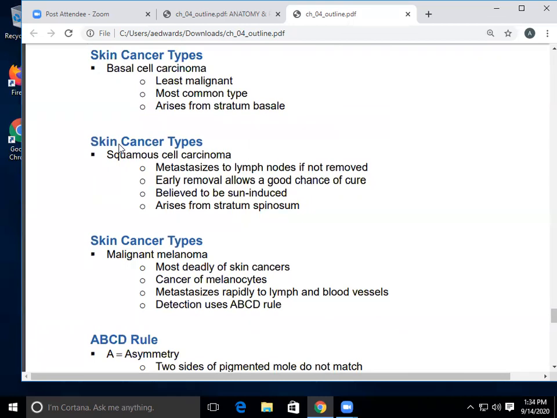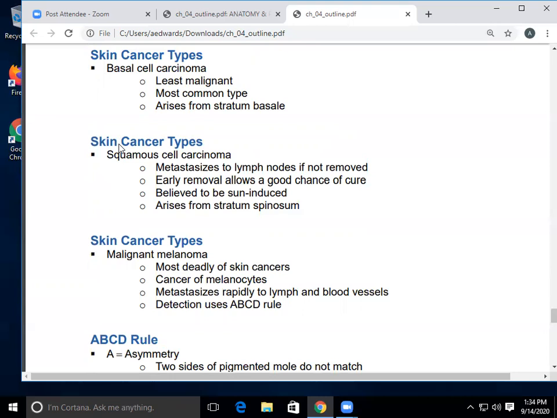Okay, squamous cell carcinoma. Okay, so if it's not removed from your body, it can metastasize and go to your lymph nodes. Okay, if you remove them quickly, chances of success or cure are higher. Believed to have something to do with exposure to the sun, but this cancer actually arises from the stratum spinosum, a different layer.